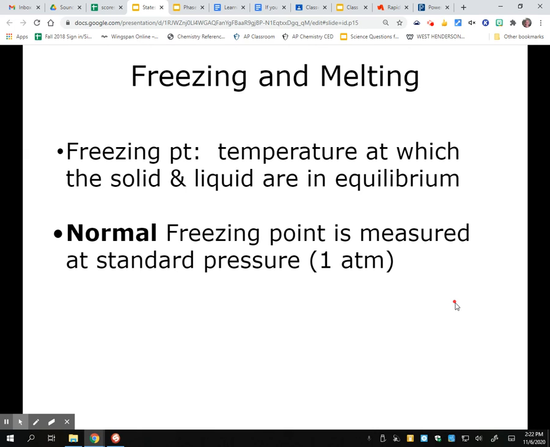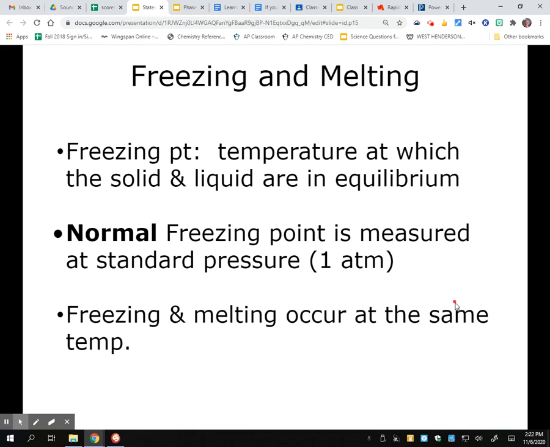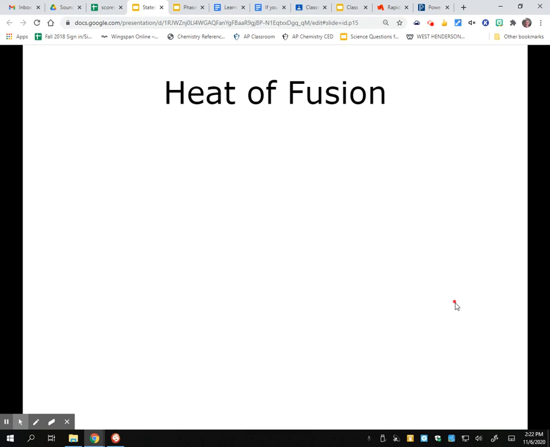The normal freezing point, again, if we talk about normal, we're keeping our pressure at standard pressure or 1 atmosphere of pressure. Freezing and melting happen at the exact same temperature. Like I said, it just matters where you go after that.